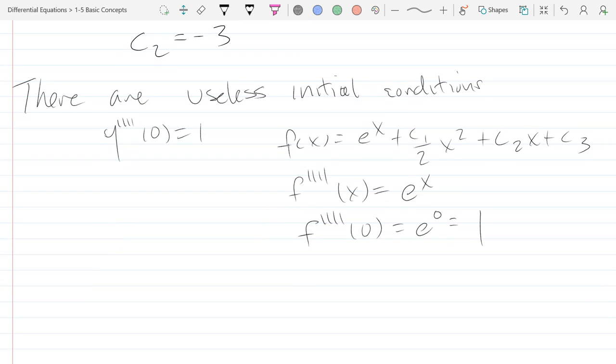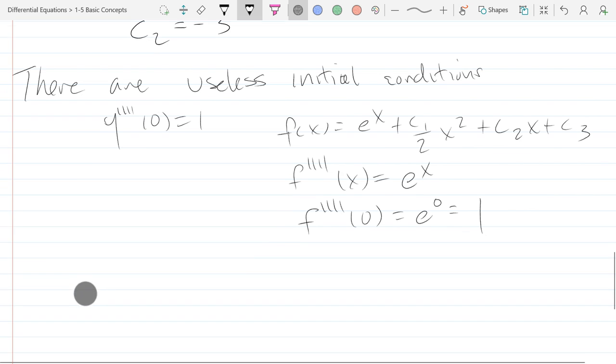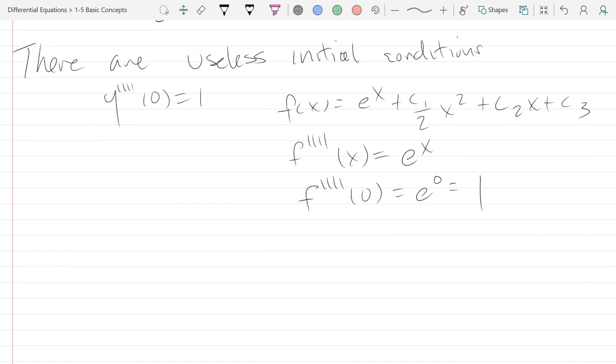Now, if the initial condition was 7, then something went wrong. Either I have a bad solution or this initial condition won't actually work. So I will try not to give you any initial conditions that don't make any sense to plug in, but there are certainly useless initial conditions.